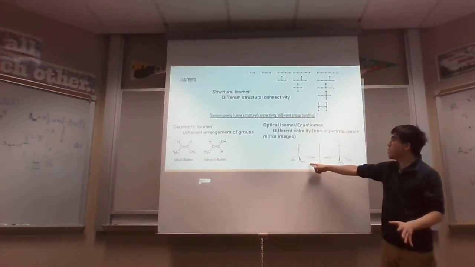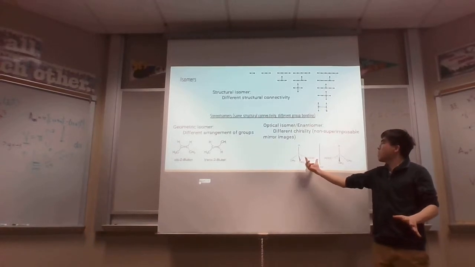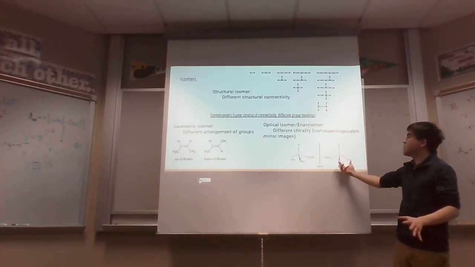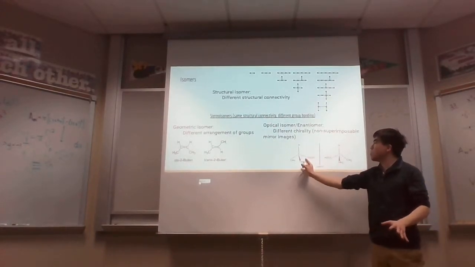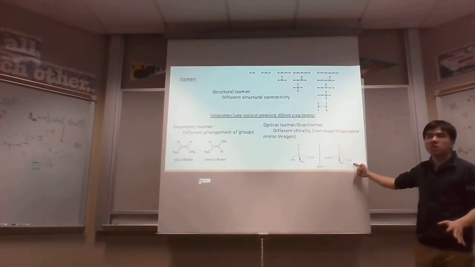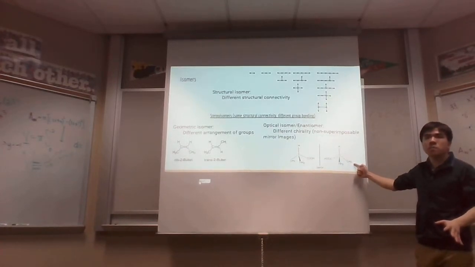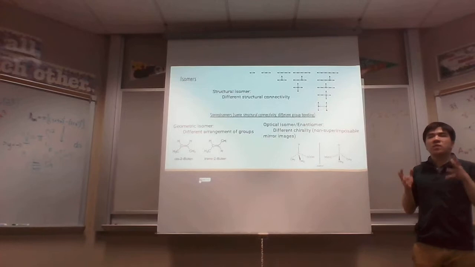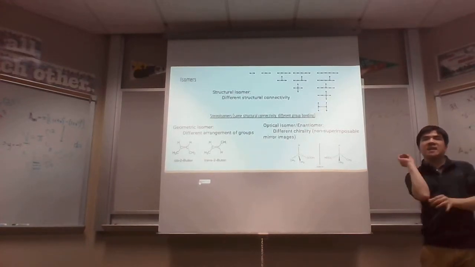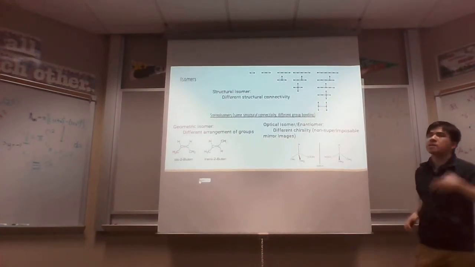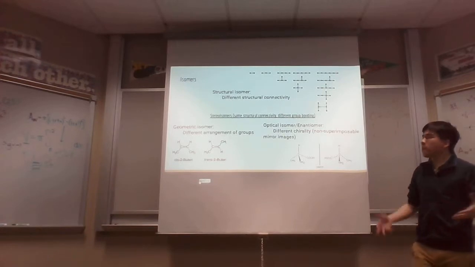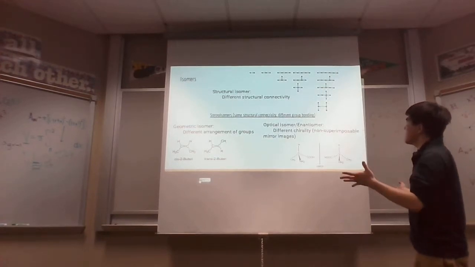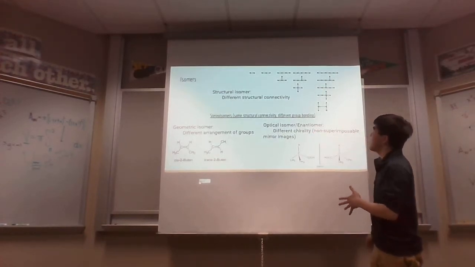If you look at this one and try to rotate it 180 degrees horizontally, it's not the same thing, because now the NH2 group is in the back, but here the CH3 group is in the back. So they're the same, but slightly different. They're termed left-handed and right-handed. So that's the optical isomers, also the enantiomers.